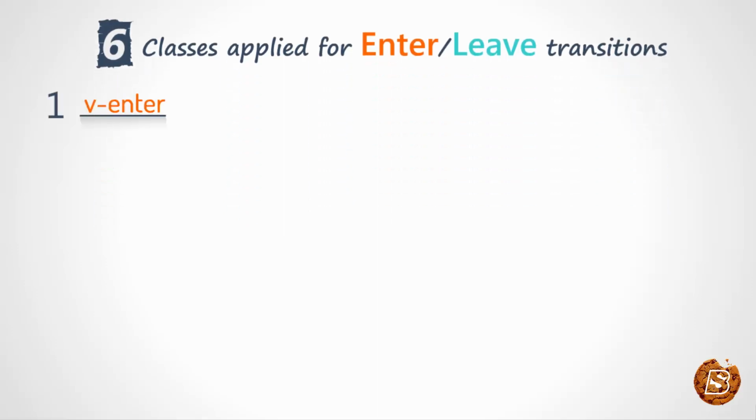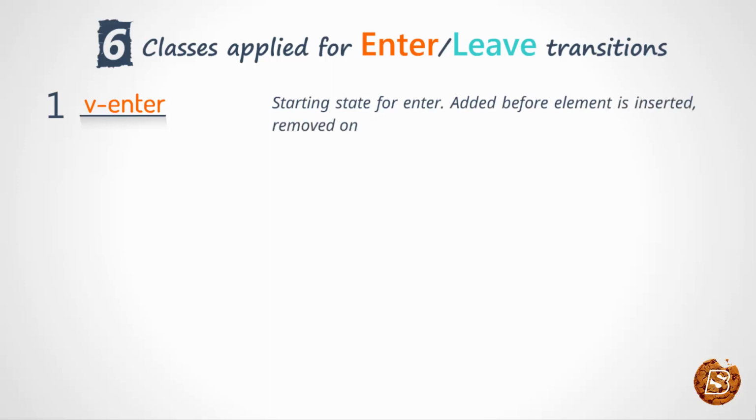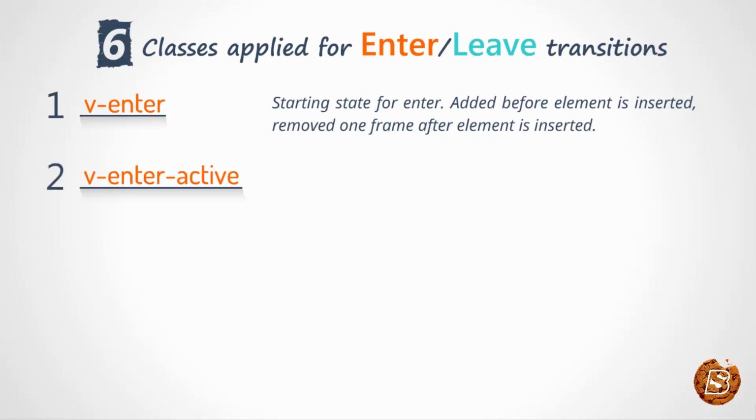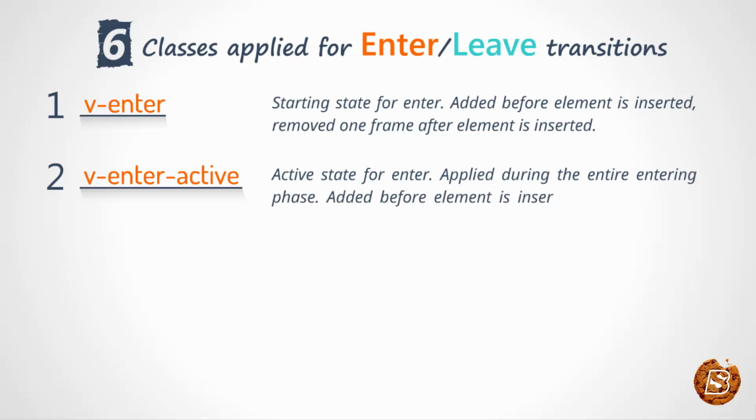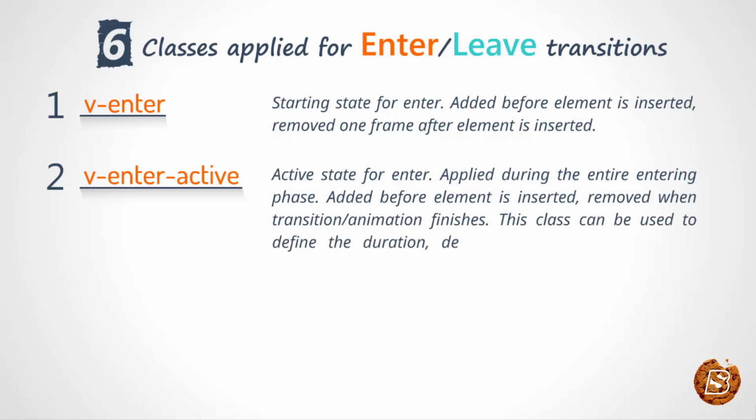First one being the v-enter, which is applied at the starting state for enter, and it's added before the element is inserted, removed one frame after the element is inserted. Then we have v-enter-active class, the active state for enter, and it's applied during the entire entering phase, added before the element is inserted, removed when the transition or animation finishes. This class can be used to define the duration, delay, and easing curve for the entering transition.